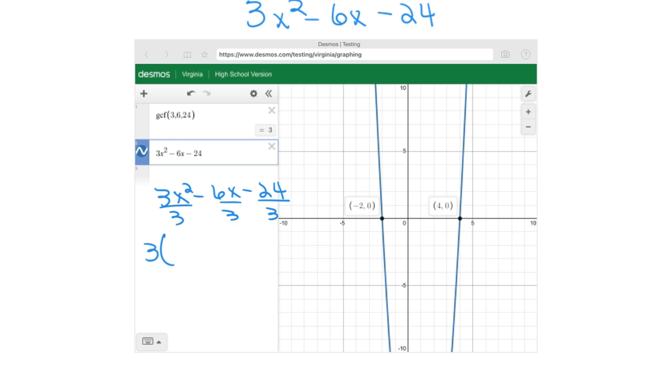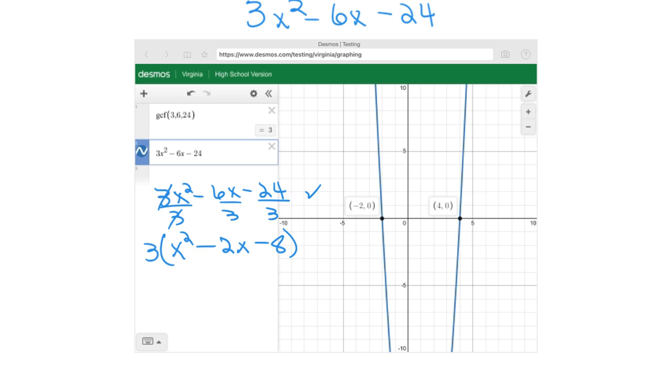When I type into Desmos to find the GCF of 3, 6, and 24, it is 3. Therefore, I must divide each term by 3. My GCF goes in front. And when I divide, those cancel out, leaving x squared. 6 divided by 3 is 2, and I bring down the x. And 24 divided by 3 is 8.